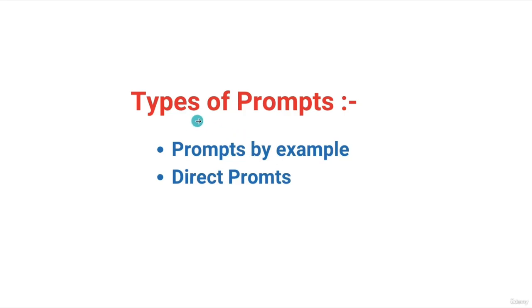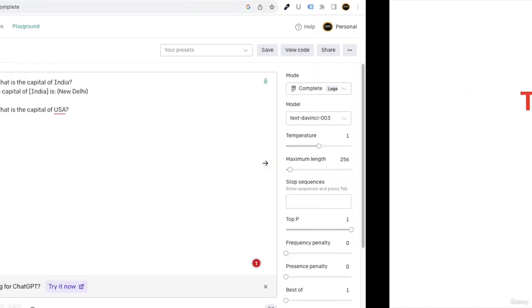So now we have two types of prompts. So you have understood what is prompt. Now let's talk about the types of prompts. So we basically have two types, that is prompts by example and direct prompts. So now let me just make you understand with example. Okay, so let's see the first example with prompts by example.